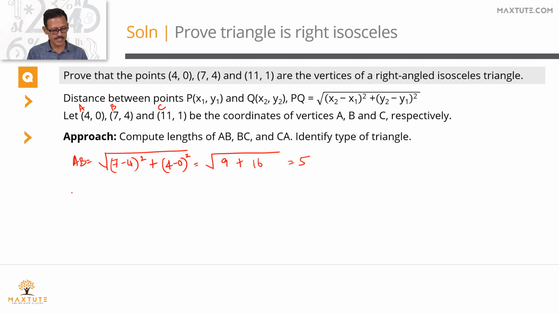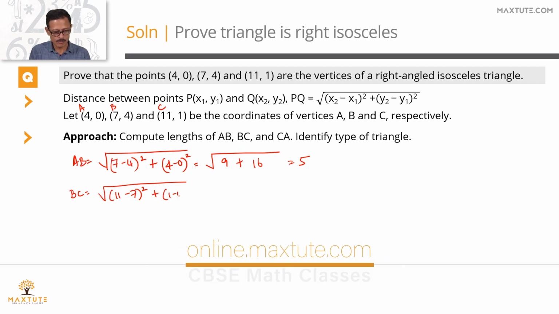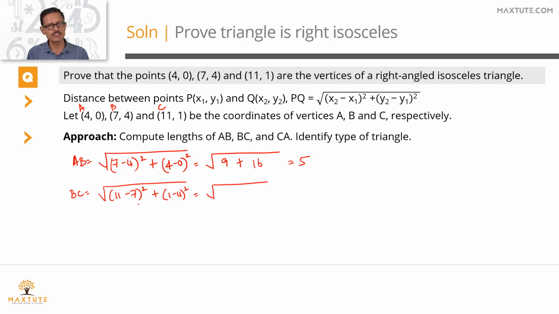Let's find out the length of BC. BC is equal to square root of, we'll take x1, y1, x2, y2 in that order. So it's going to be x2 minus x1 in this case is 11 minus 7 the whole square plus y2 minus y1 is 1 minus 4 the whole square. So this is equal to 11 minus 7 is a 4, 4 square is equal to 16, 1 minus 4 is a minus 3 square is a 9, 16 plus 9, 25 square root is equal to 5. On the face of it, we got AB equals BC. So we actually established that this is an isosceles triangle.